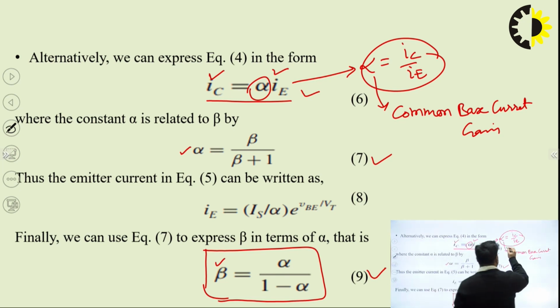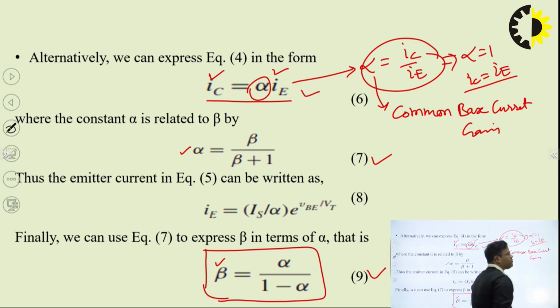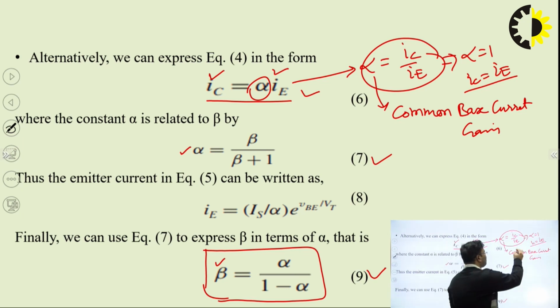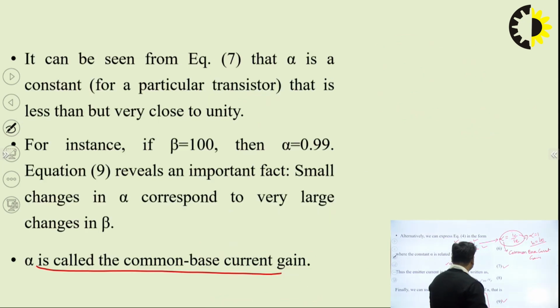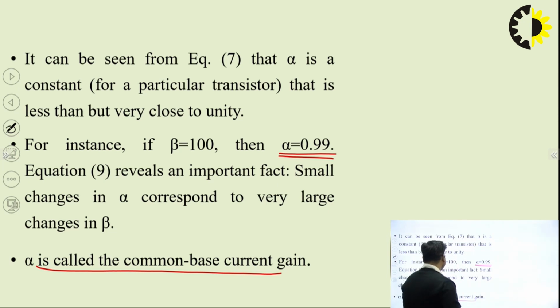Ideally, if alpha is 1, then IC will be IE, and this is the requirement. 100% efficiency. The number of electrons injected will all be collected if alpha is 1. So ideally we should have alpha equal to 1, but practically we have alpha of 0.98 to 0.99.